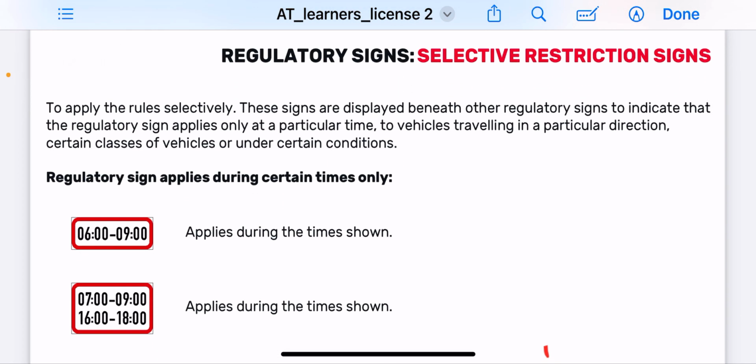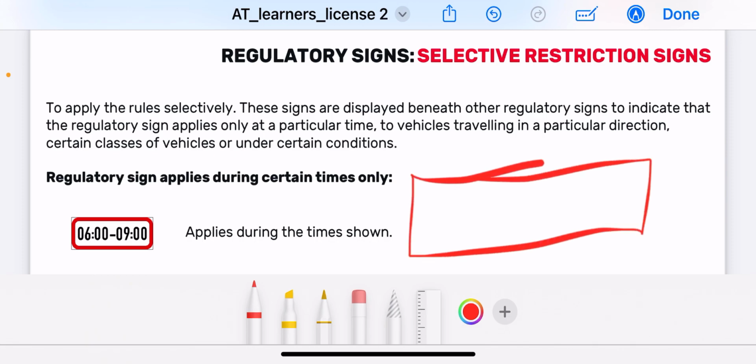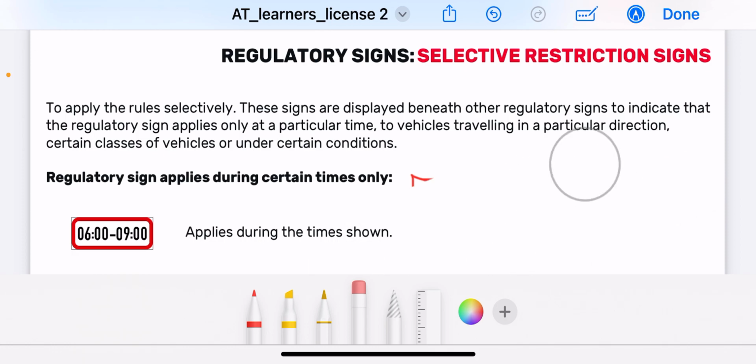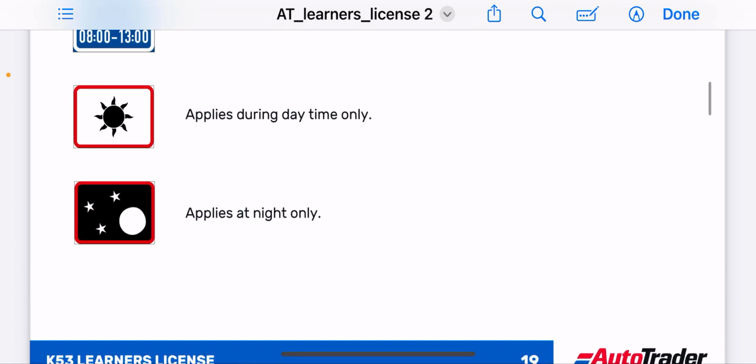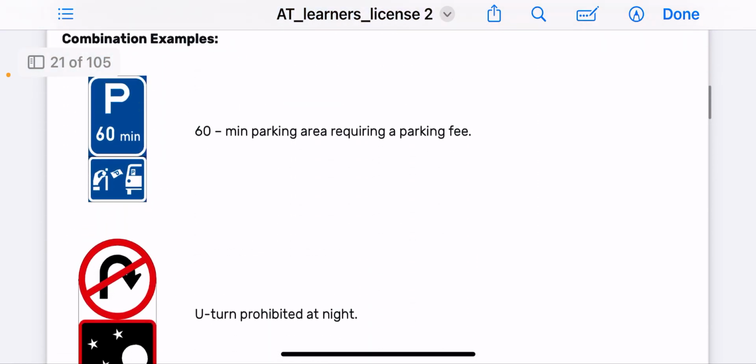I thought we were going to end there, but we have selective restriction signs. Okay, we are going to end here. Selective restriction signs, they don't go alone. You can't be driving and then you see a board which says 6 o'clock to 9 o'clock. No, you won't just see a board saying 6 o'clock to 9 o'clock what? So they'll combine it with some other boards. Like for instance, you see these times, and this condition. This is night condition. They combine them with some other boards like this one.